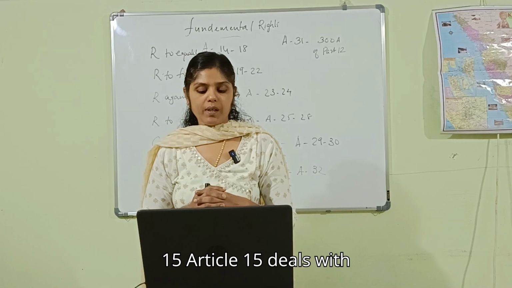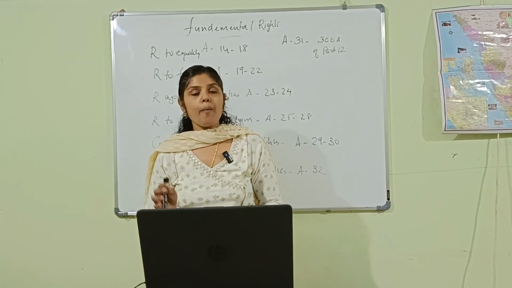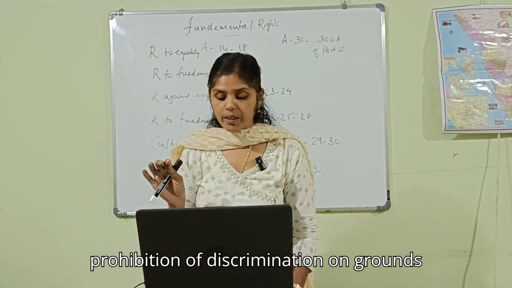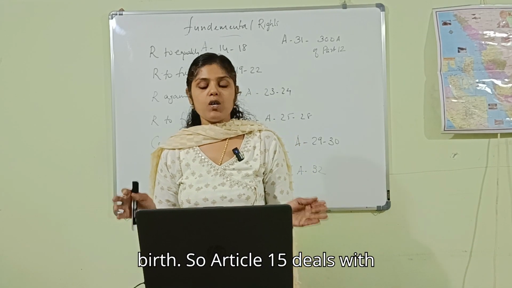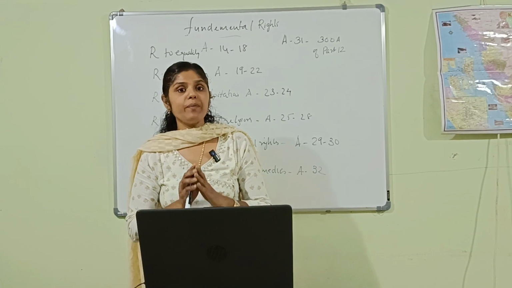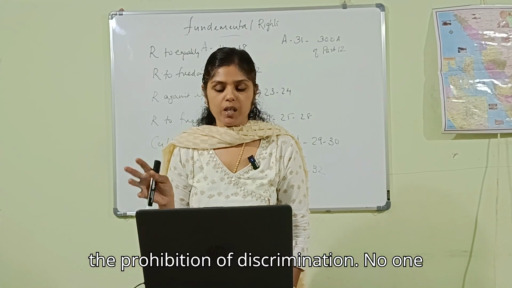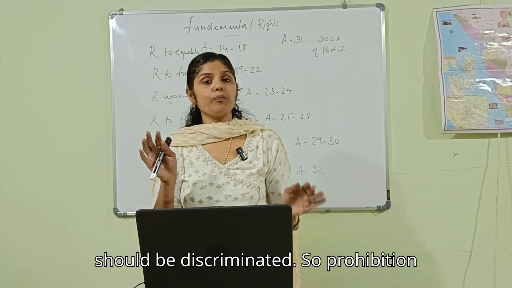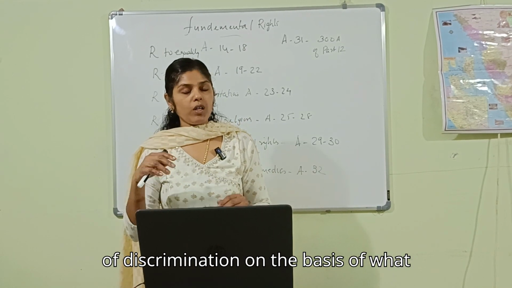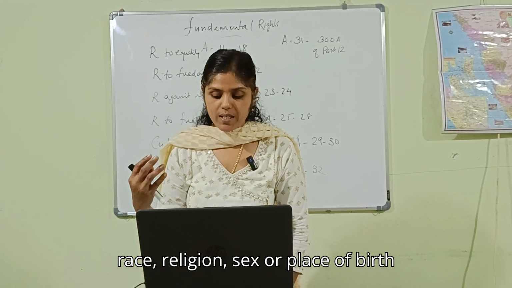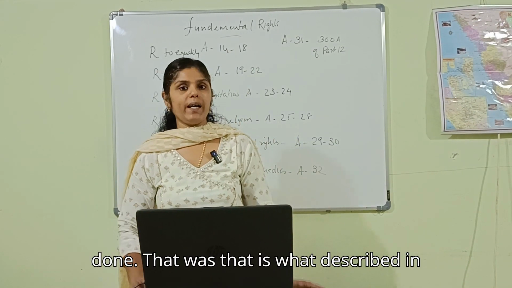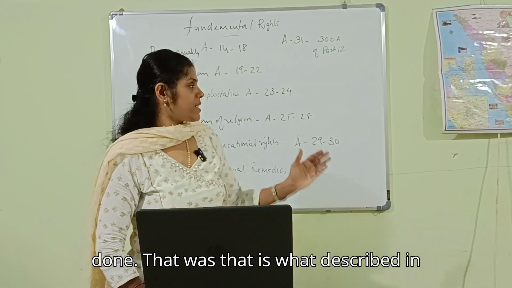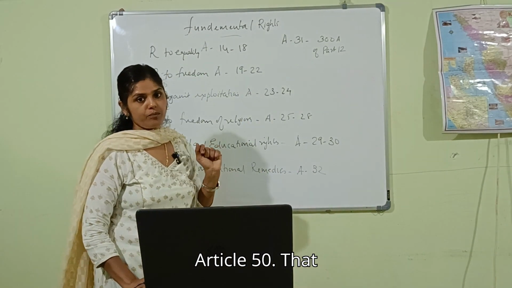Article 15. Article 15 deals with prohibition of discrimination on grounds of race, religion, caste, sex or place of birth. So Article 15 deals with the prohibition of discrimination. No one should be discriminated. So prohibition of discrimination on the basis of what? Race, religion, sex or place of birth should not be done. That is what is described in Article 15.